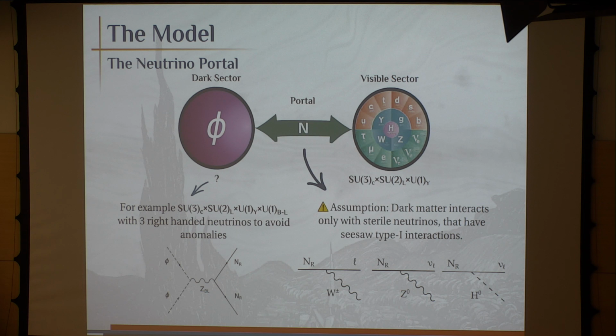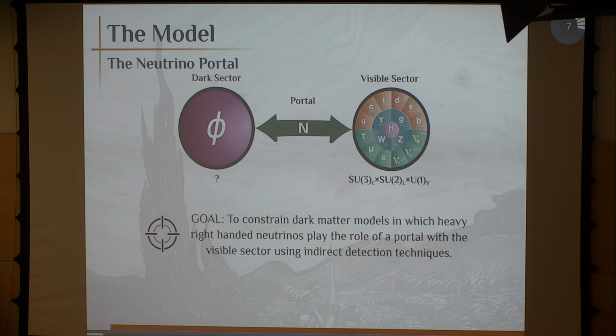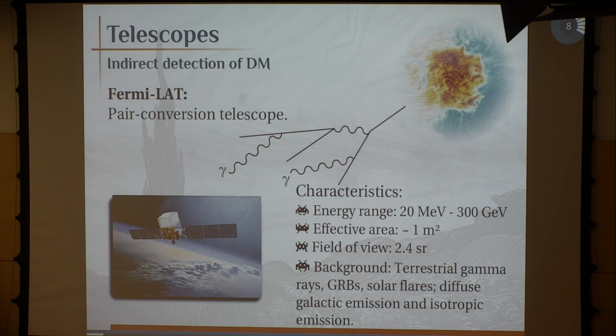So the first takeaway message here, or goal, is to constrain dark matter models in which heavy right-handed neutrinos play the role of a portal with the visible sector using indirect detection techniques. In particular, gamma-ray telescopes. So a few words about these telescopes.